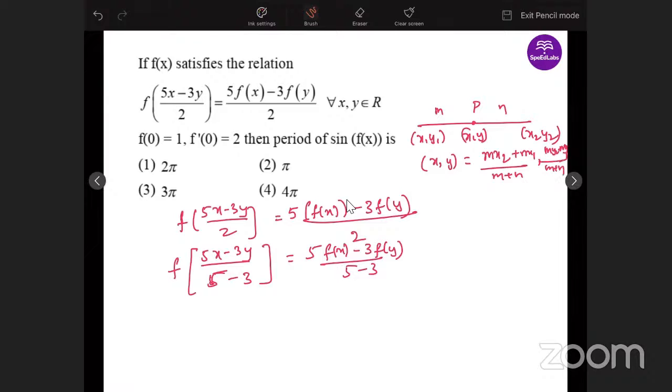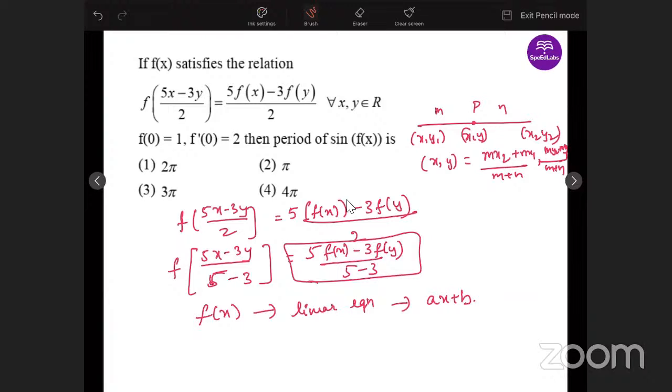Yes, sir. So is it looking something like that? So now f of x should be a linear equation, right? Can I say f of x will be a linear equation now? Therefore, it should be in the form of ax plus b. And in the question, it's given that f of 0 is 1, right? So if f of 0 is 1, b equals 1.